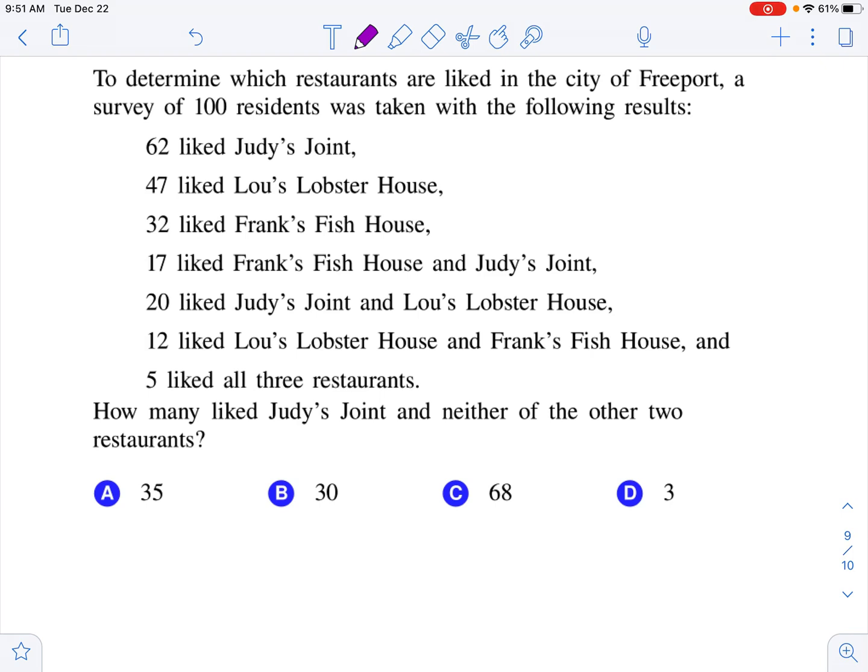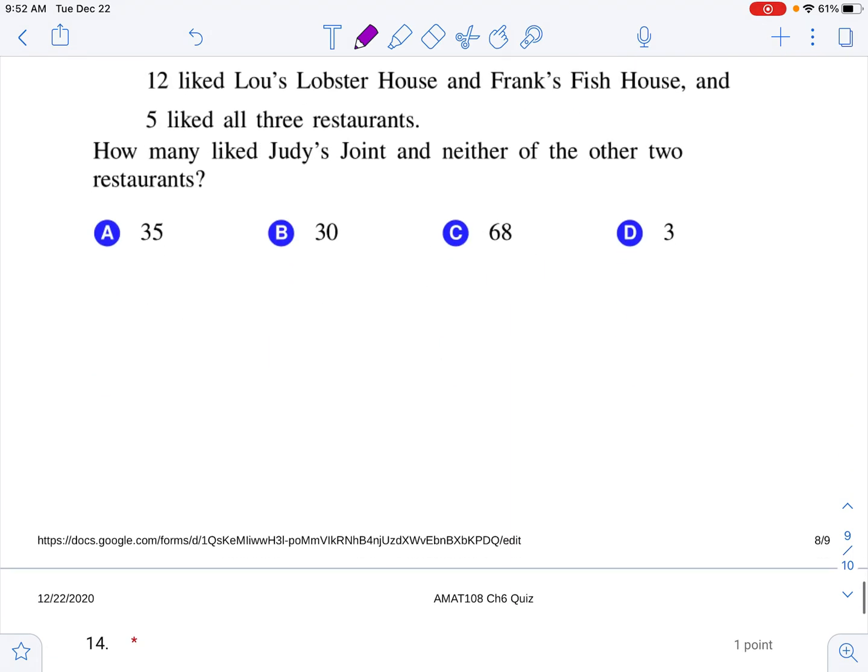So to determine which restaurants are liked in the city of Freeport, a survey of 100 residents was taken with the following results. 62 of those 100 people liked Judy's Joint, 47 liked Lou's Lobster House, 32 liked Frank's Fish House, 17 liked Frank's and Judy's, 20 liked Judy's and Lou's, 12 liked Lou's and Frank's, 5 liked all 3 restaurants. How many liked Judy's Joint and neither of the other 2 restaurants? Okay, let's set up a Venn diagram for this.